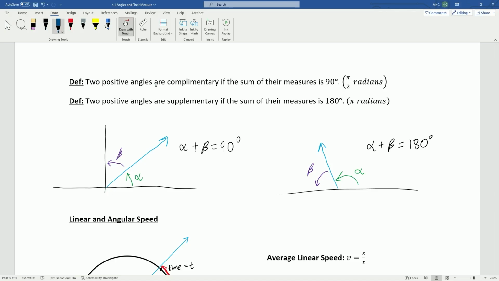First, two positive angles are complementary if the sum of their measures is 90 degrees, or in other words, the sum of their measures is pi over 2 radians. By definition, two positive angles are supplementary if the sum of their measures is 180 degrees, or pi radians.